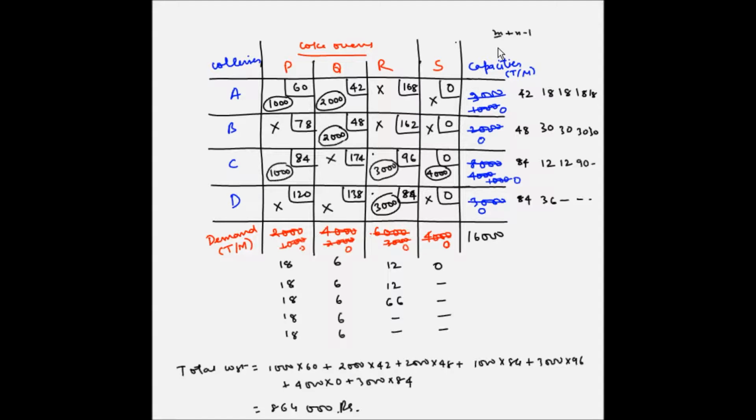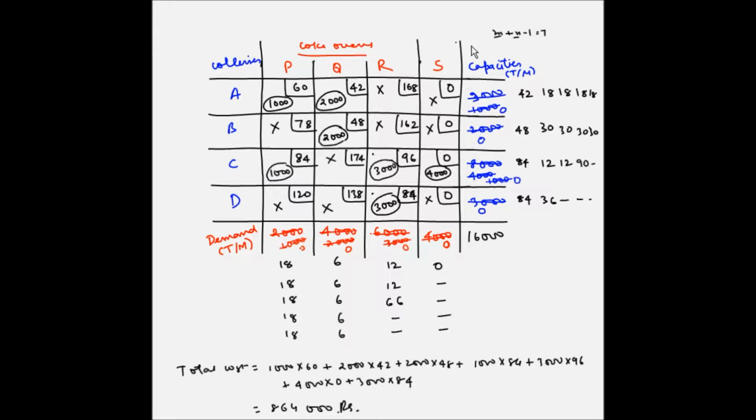where m is the number of rows, n is the number of columns. So here we have 4 rows and 4 columns. So 4 plus 4, 8, minus 1 is 7. And this should be equal to the number of allocations. So let's count the number of allocations that we have. 1, 2, 3, 4, 5, 6, and 7. So the number of allocations is equal to m plus n minus 1. So the first condition is met.